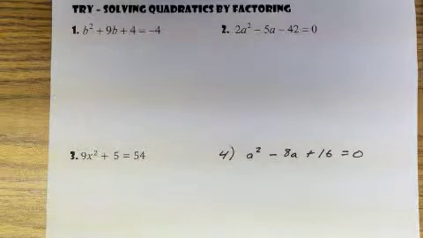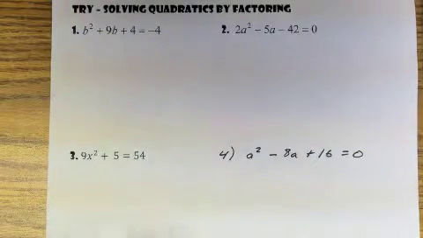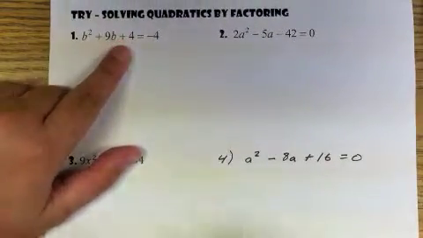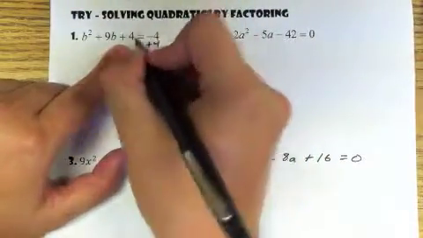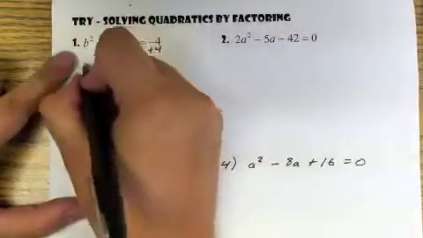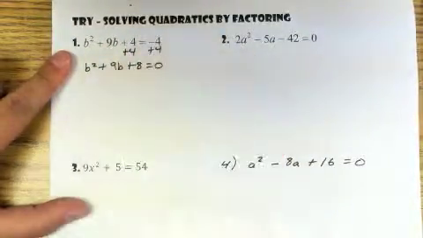I'm not going to do a lot of explanations. There's a lot of problems here. Hopefully, you're getting the hang of this. Okay. They're not all equal to 0. I had to fix that. So I add 4. The only thing I can add it to is this constant. So I get b squared plus 9b plus 8 equals 0.